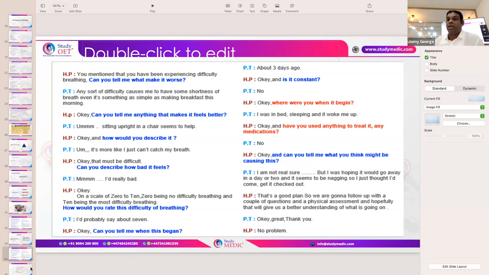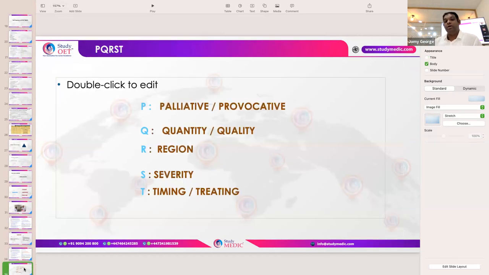You can see the healthcare professionals practice different formulas to structure their questions. I'm just introducing a formula. That formula is PQRST: palliative and provocative, quantity and quality, region, severity, timing and treatment. When you interrogate the condition of a patient, PQRST is quite applicable. You can't find any patient with any condition without anything palliative and provocative, quantity and quality, region, severity, timing. So when you use PQRST, you are interrogating the cause, the reason, the history.